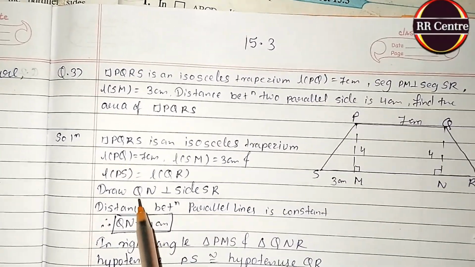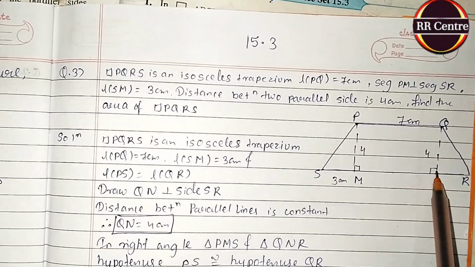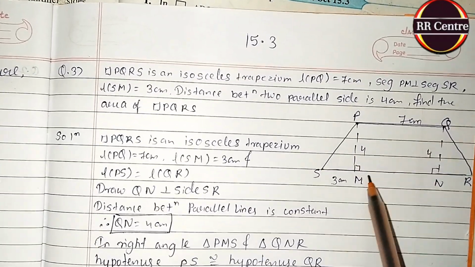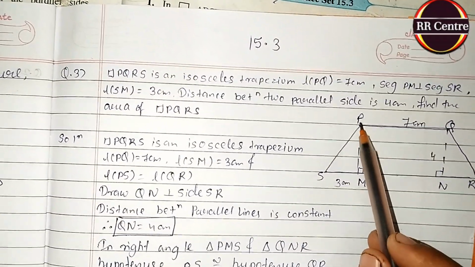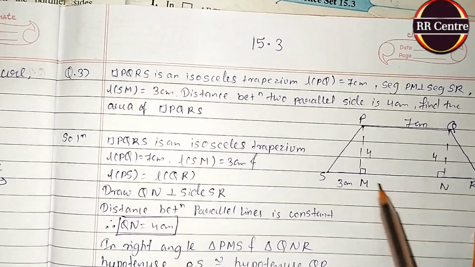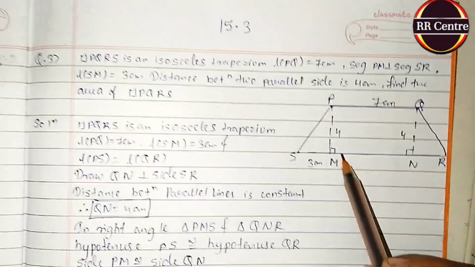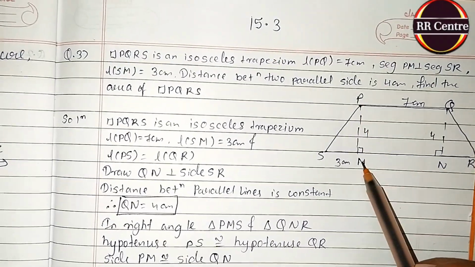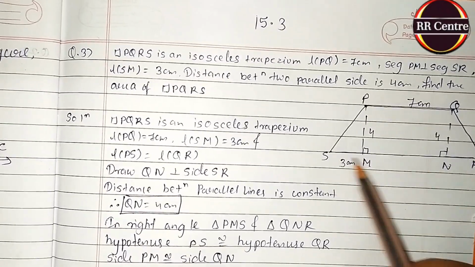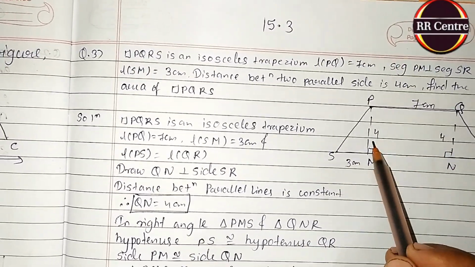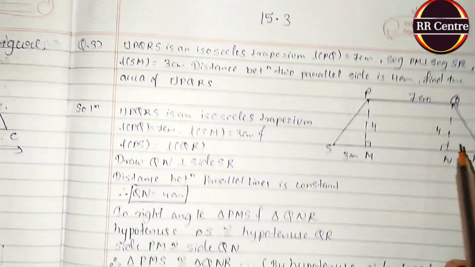Draw the segment QN perpendicular to side SR. This one draw that. Then distance between the two parallel sides is constant. So this side is equal to this one, right? It means this is the value of 7 centimeter. So this one is also 7 centimeter. Segment PM is perpendicular to segment SR, and segment QN is perpendicular to segment SR. It means length of PM is equal to 4 centimeter. So length of QN is equal to 4 centimeter, right?